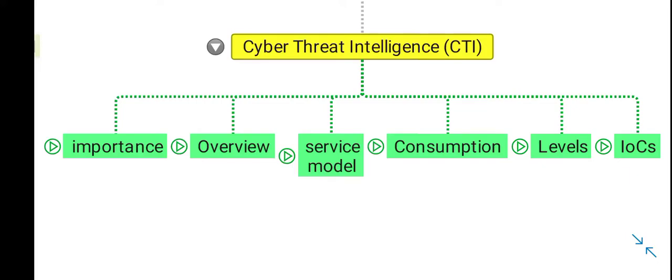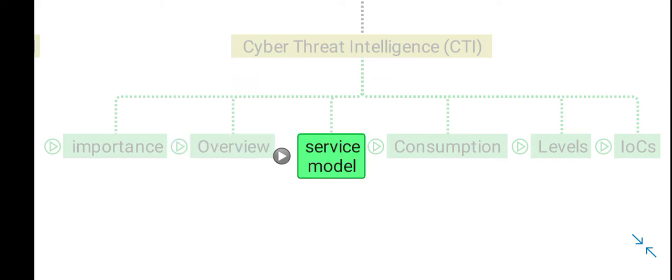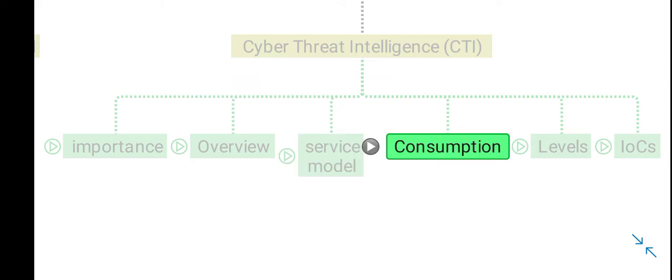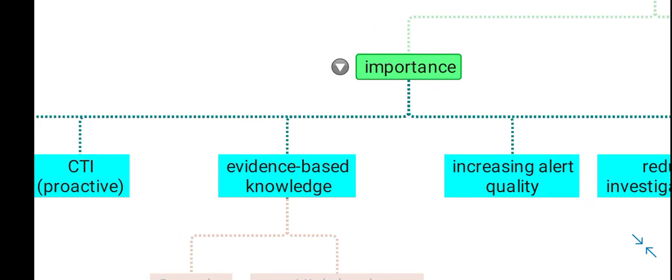In this video, I will discuss cyber threat intelligence starting from its importance, then overview of CTI, then the different service models, and then the threat intelligence consumption mechanism, and then different levels of threat intelligence, and then the indicator of compromise or IOCs which we acquire from cyber threat intelligence.